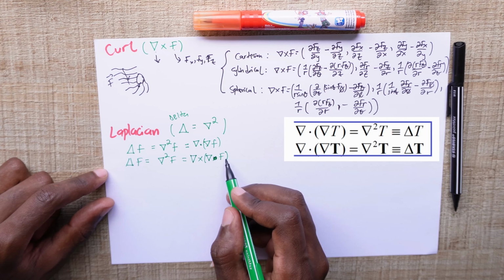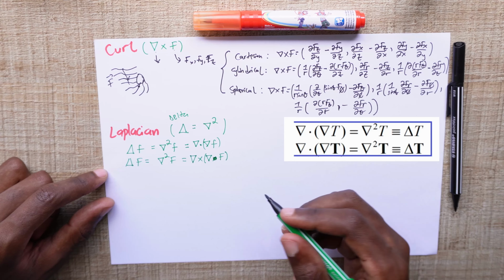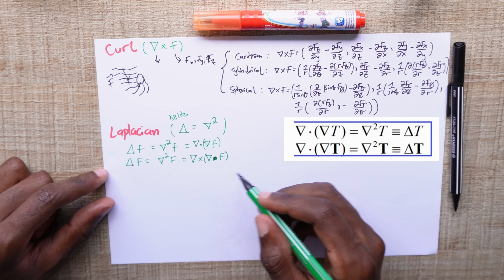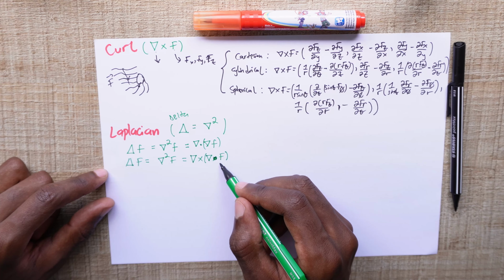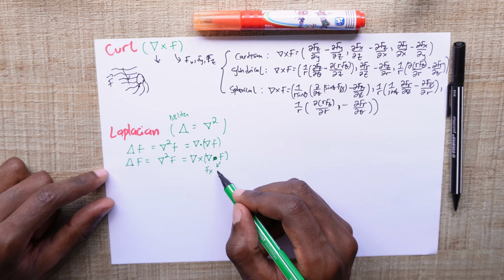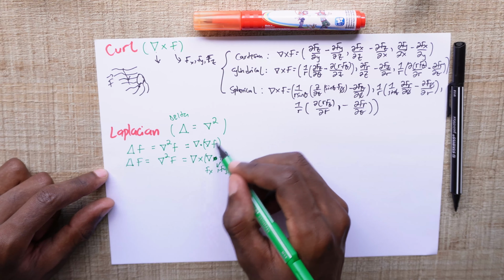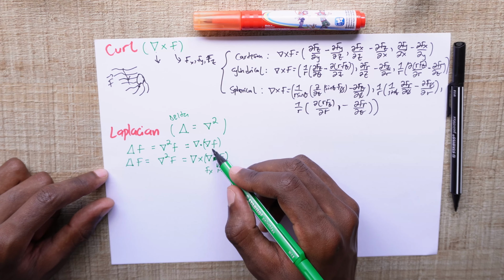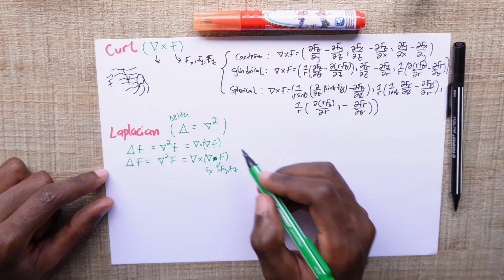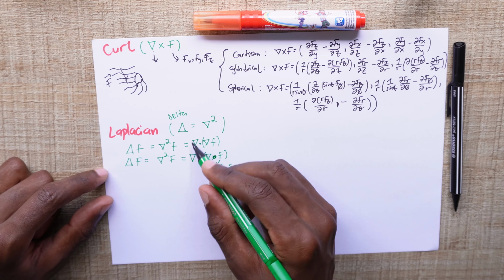So the result of this is going to be a vector field, which actually represents the second derivatives of, in this case, the components of F. So in Cartesian, that would be Fx, Fy, and Fz. And in this case, it would just be the second derivatives of f, small f, in this case, the scalar field, in each of the directions, x, y, and z. But that's a scalar at the end.